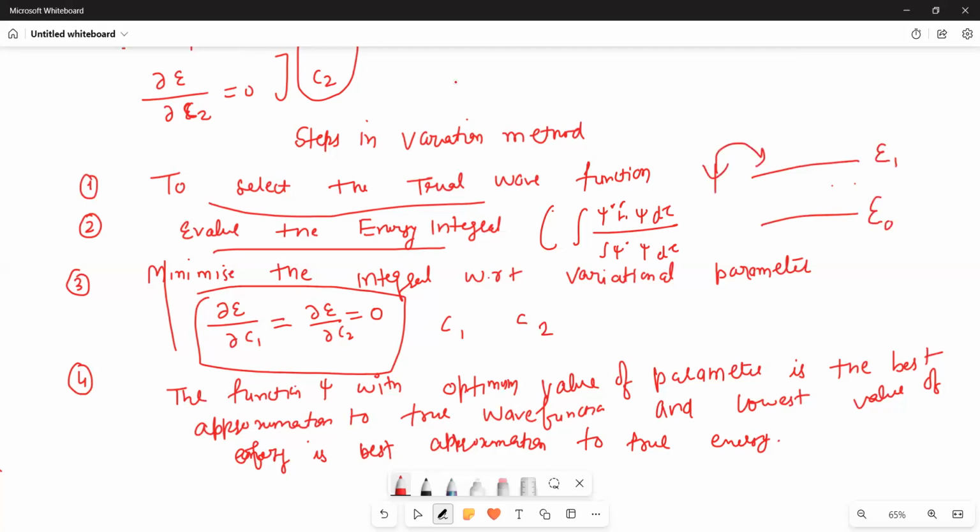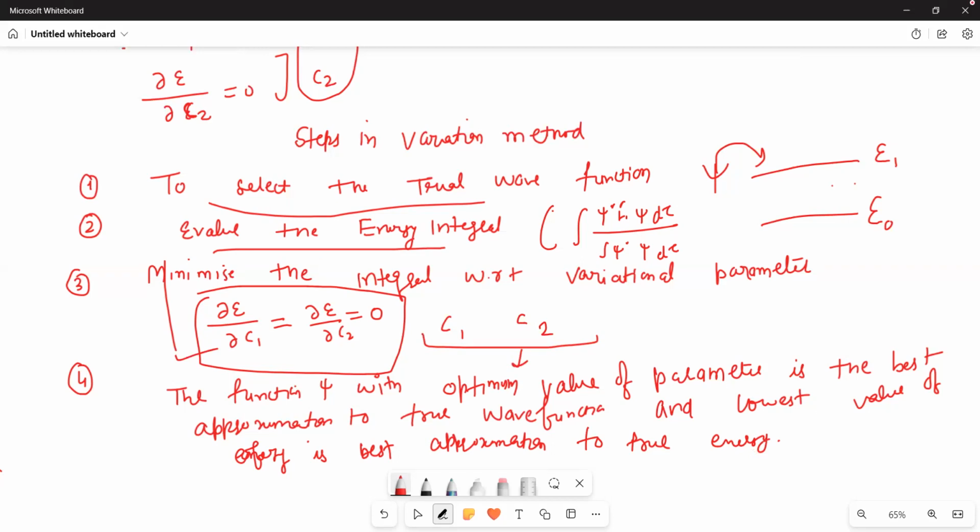Okay. We will do this derivation tomorrow. Fourth step. In the third step, what are we getting? We are getting C1, C2 values. So in the fourth step, the wave function with optimum value of the parameters, meaning the minimum value of the parameters we will get from step 3. We will put these parameters in the wave function and also in the energy expression. So the wave function with optimum value of the parameters will be the best approximation to the true wave function, and that lowest energy will be the best approximation to the true value of the energy.